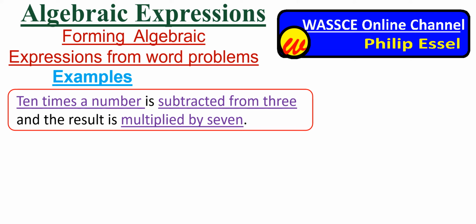And that item is subtracted from. So we are subtracting 10x from what? From 3. So that means that I would first write 3 minus 10x. Let's write that.